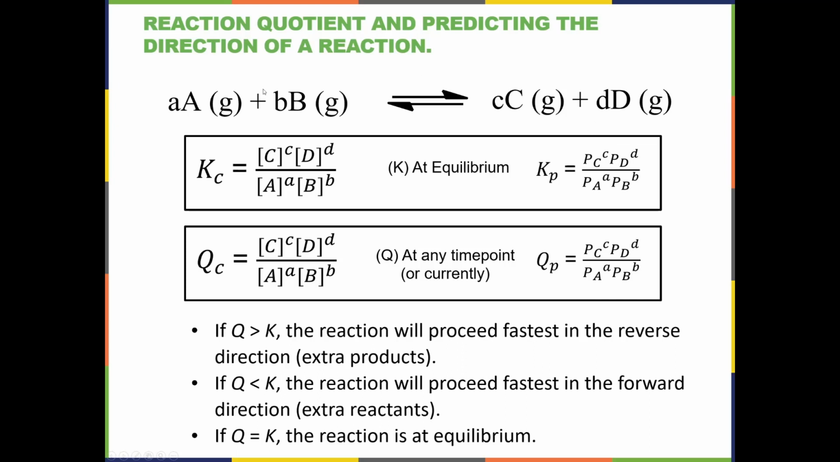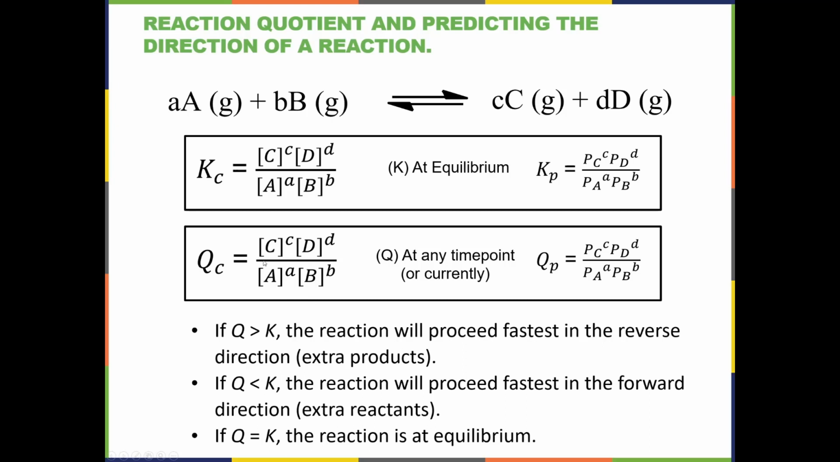So the reaction is going to shift to form more reactants. You could say it proceeds in the reverse direction towards the reactants, or you could say there's extra products. This is basically the same thing. What if Q is less than K?